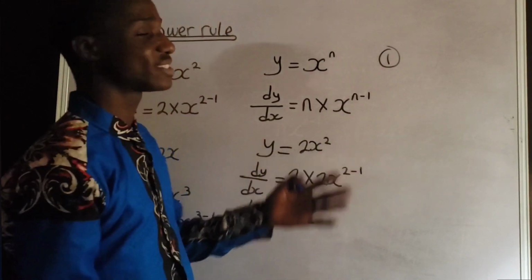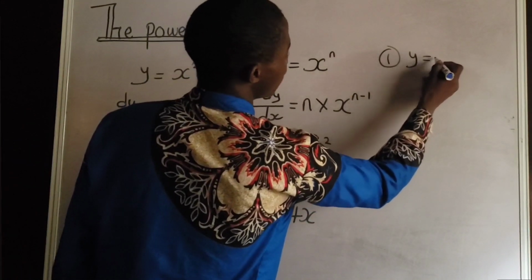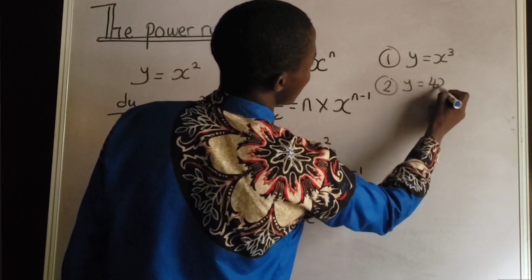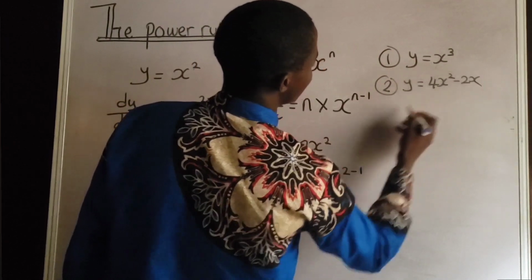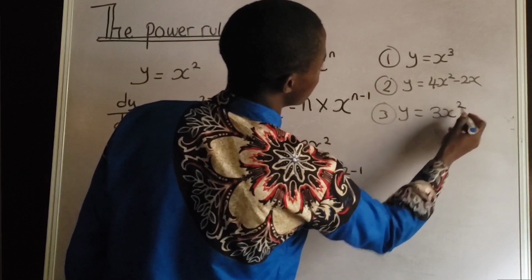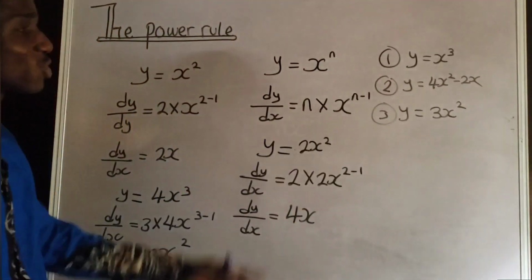Now you can try this on your own. Try this and drop the answers in the comment box. I'm going to attend to it. Number 1, y equals x raised to the power of 3 over 2. Number 2, y equals 4x squared minus 2x. Then number 3, y equals 3x raised to the power of 2. You can try these questions. I'm going to attend to them in the comment box.